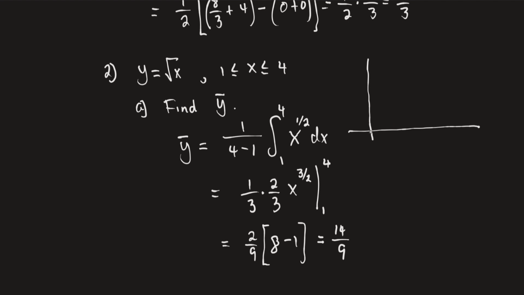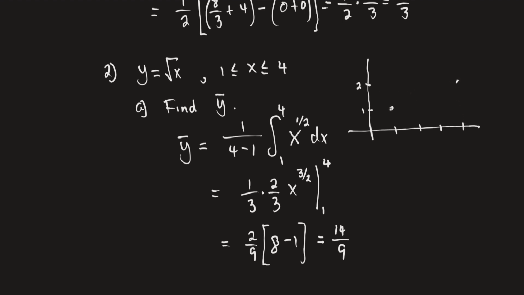Now, the square root function starts at the origin and then it goes up. But here the interval goes from 1 to 4. So I'm just going to sketch the portion of the square root function. When x is equal to 1, it has a y value of 1, so it starts there. And then when x is equal to 4, it has a y value of 2. So we're there.